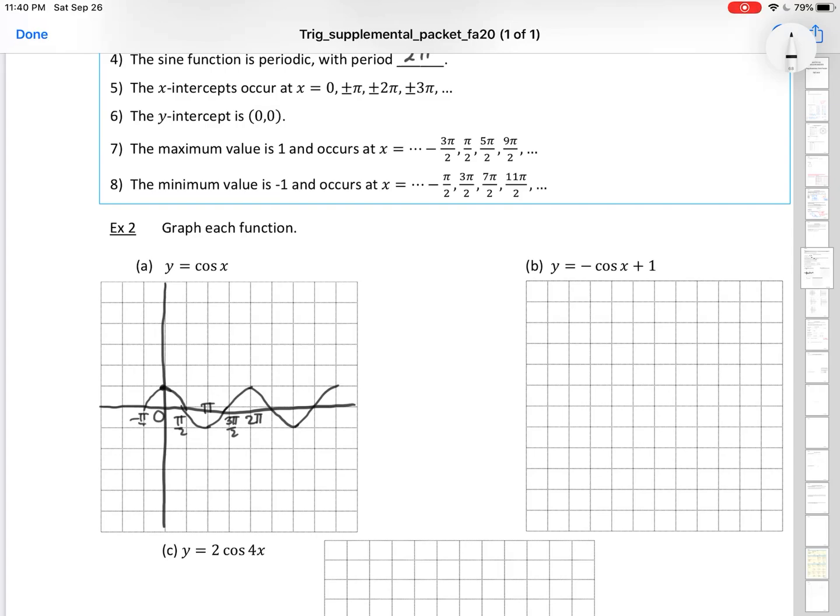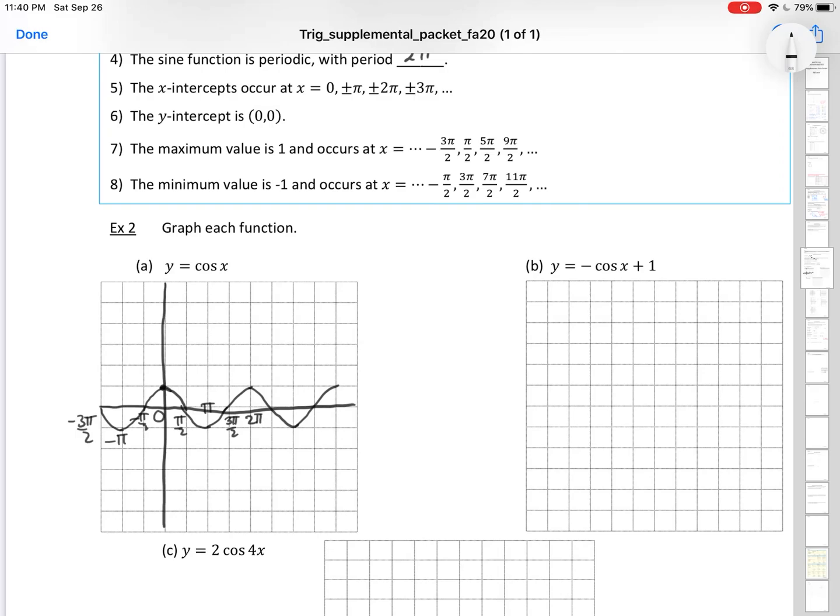This is negative pi over 2. Down to 0 at negative, or negative 1 at negative pi. Back up to 0 at negative 3 pi over 2. Right? And so forth and so on. Just get some labeling out there so we can see what's going on.